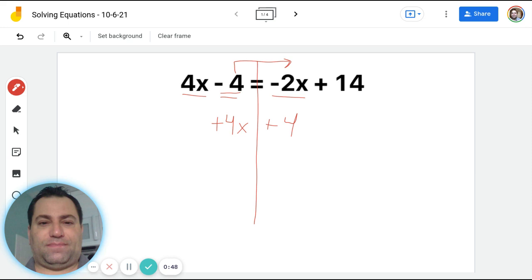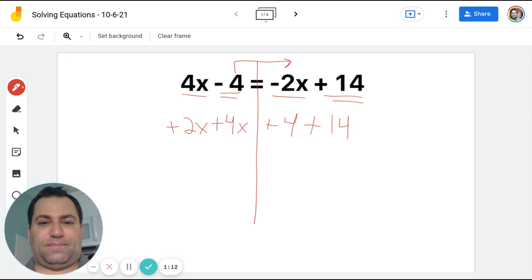It's -2x. It's a like term with +4x. It also needs to be moved to the other side of the equation. When we move, you have to remember to change the sign. The last term is +14. It happens to be on the right side of the equation, therefore it can stay right where it is.